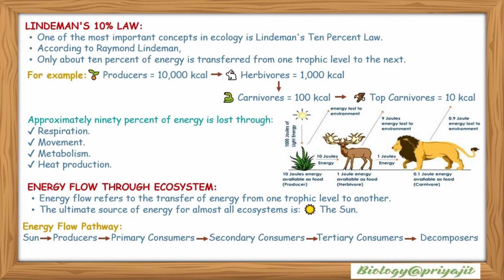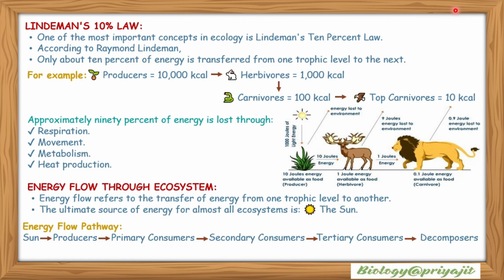Lindeman's 10% law. Now, one of the most important concepts in ecology is Lindeman's 10% law. According to Raymond Lindeman, only about 10% of energy is transferred from one trophic level to the next. For example, producers have 10,000 kilocalories, then herbivores have 1000 kilocalories, carnivores 100 kilocalories, and top carnivores 10 kilocalories. Approximately 90% of energy is lost through respiration, movement, metabolism, and heat production.